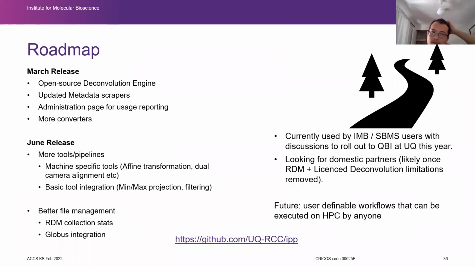Okay, so for the roadmap, before this talk we had already started working on the next release, which is expected to be delivered around March. That adds a couple of new features. The most important one is probably the support of an open source deconvolution engine. And Felipe, our intern at RCC, probably somewhere in the audience, has made quite good progress with PyCUDA Decon. So that would answer the question, Roland, about the support of an open source deconvolution engine.